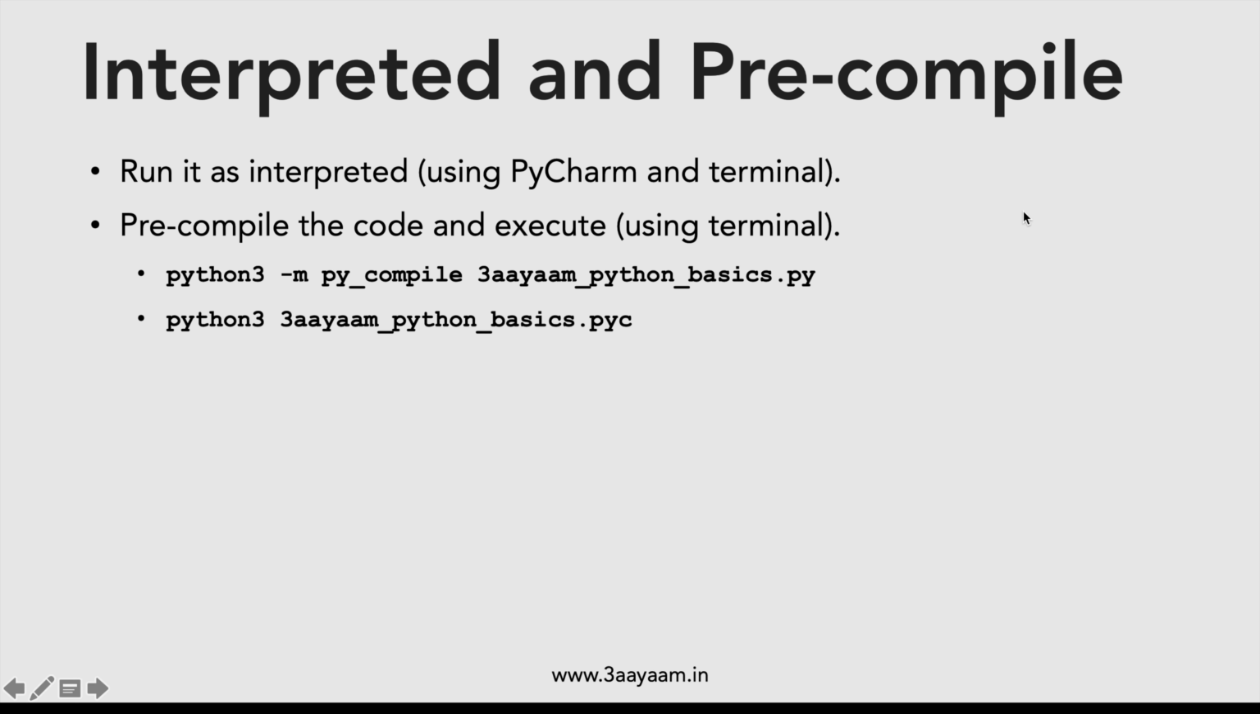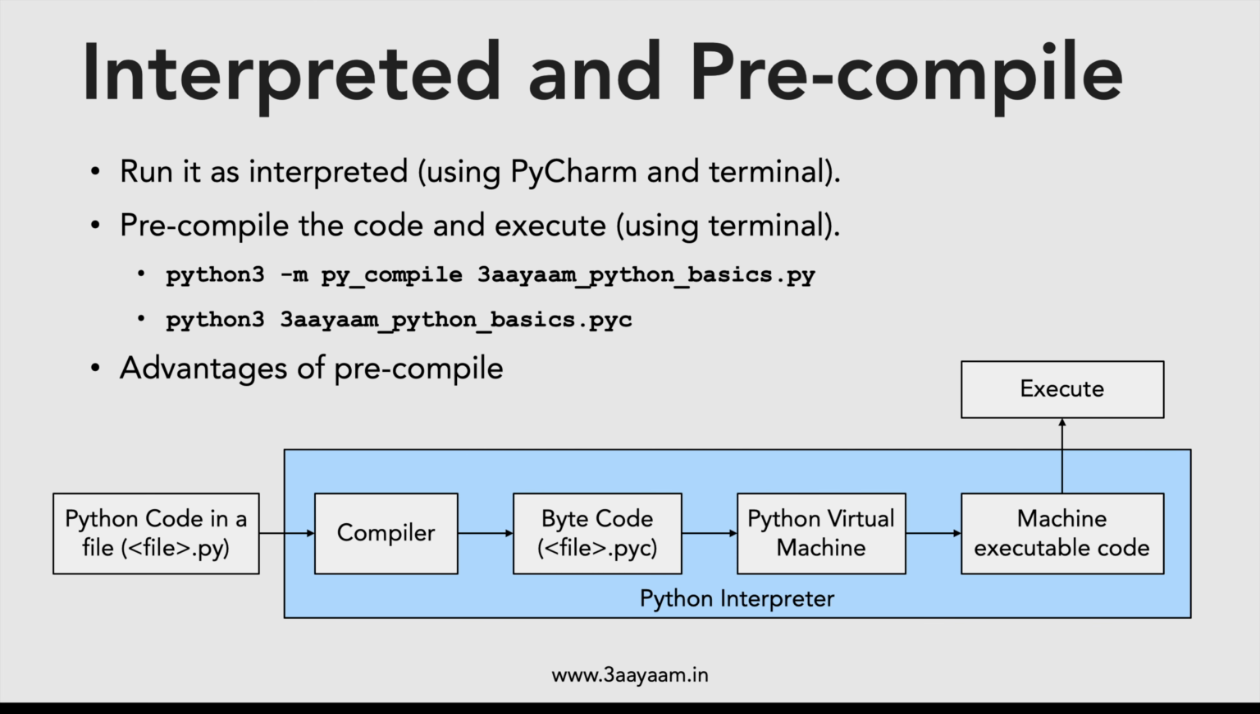Now, obviously the question is, why do you pre-compile a code if Python is an interpreted language? For that, I'll have to bring up the diagram again. So this is how Python architecture is. If you write a code and then start executing it, it goes to the Python interpreter. There's a compiler which compiles this code and creates a bytecode. So bytecode is actually the PYC file.